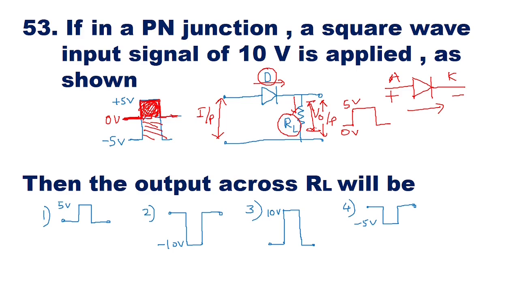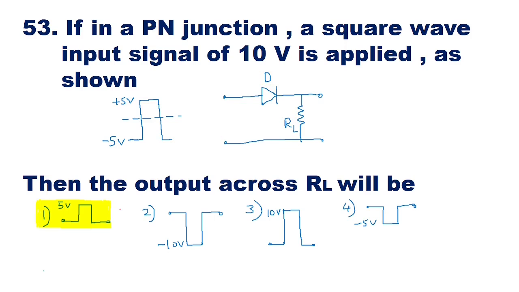So here, because the applied voltage from 0 to plus 5 volt is positive, the anode becomes positive with respect to the cathode, the diode is going to conduct, current will pass, and when it passes through RL, it will develop a voltage across it. So the output will be from 0 to 5 volt, and from the options shown below, the first option, 0 to plus 5 volt, will be the correct answer. So option 1 is the right answer.